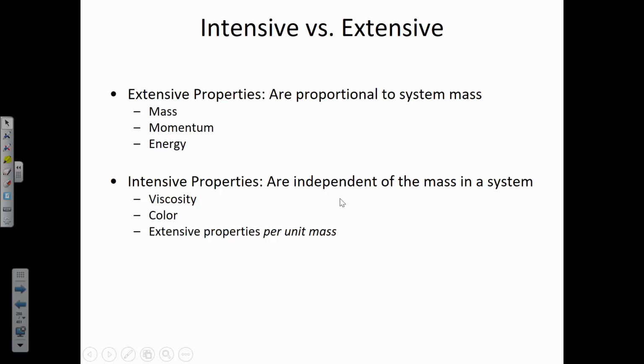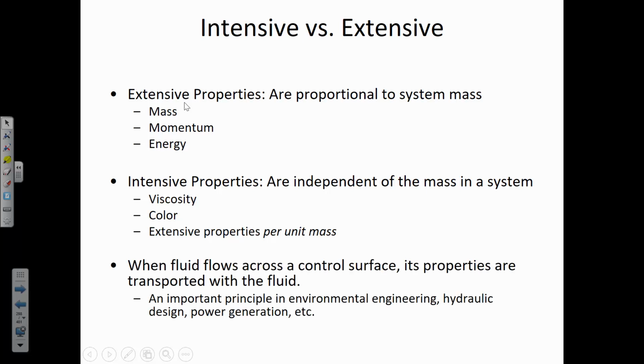If you have 1 liter of water at a certain temperature, it's going to have the same viscosity as if you had 100 liters of water at that same temperature. But extensive properties are affected by the quantity. So if you think about the mass of fluid or the momentum that it carries when that fluid is in motion, those are each affected by how much of the system there is.